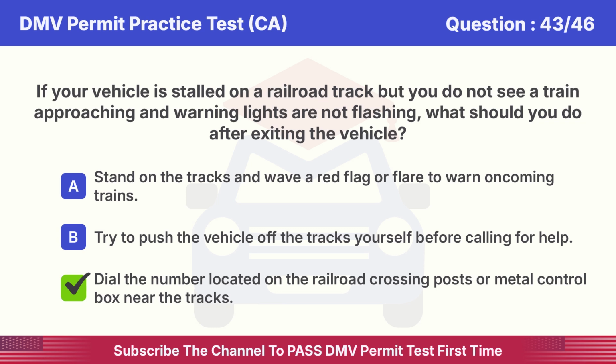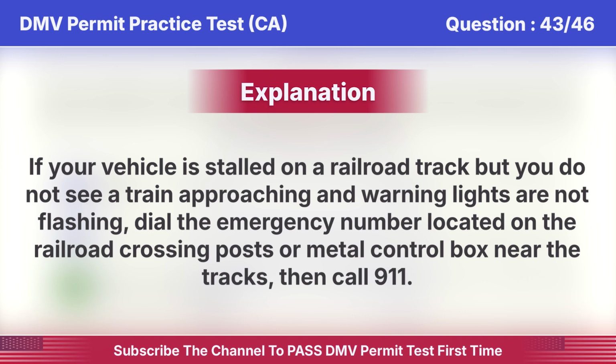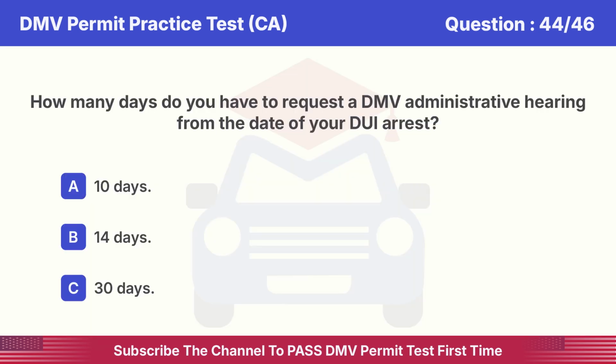Answer is C. Dial the number located on the railroad crossing posts or metal control box near the tracks. If your vehicle is stalled on a railroad track but you do not see a train approaching and warning lights are not flashing, dial the emergency number located on the railroad crossing posts or metal control box near the tracks, then call 911.